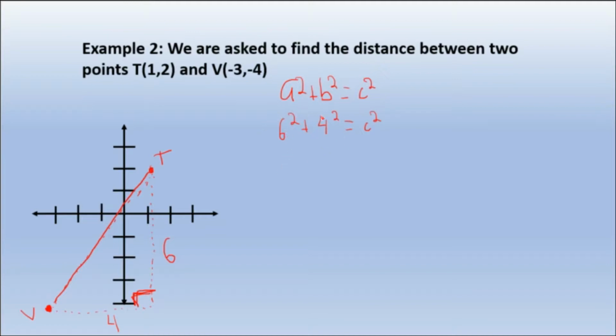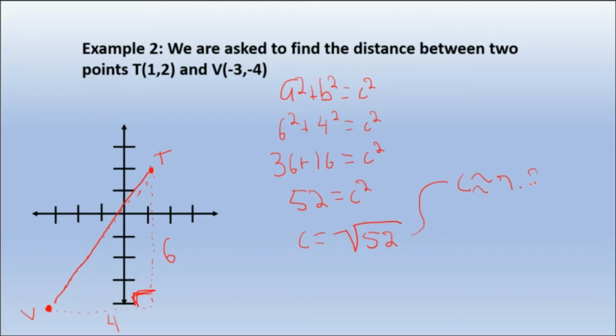Now we just simplify the left side and solve for c. So 6 squared is 36, 4 squared is 16, equals c squared. 36 plus 16 is 52, equals c squared. Lastly, just take the square root of both sides. So c equals the square root of 52, which is approximately 7.21.